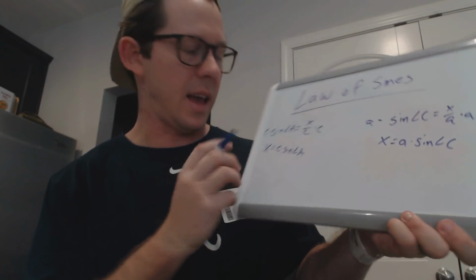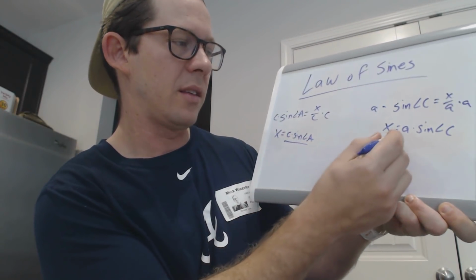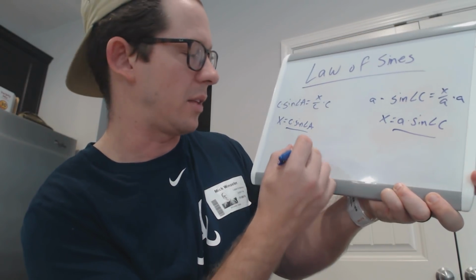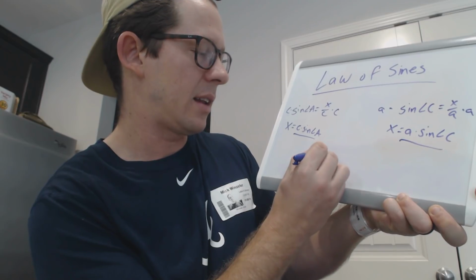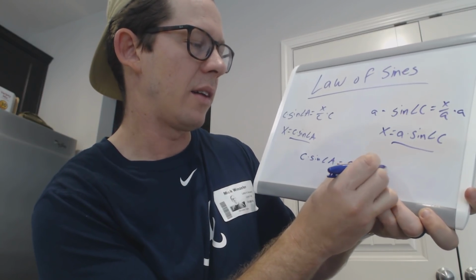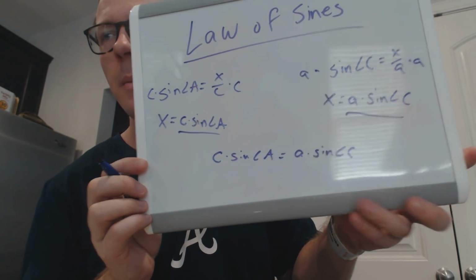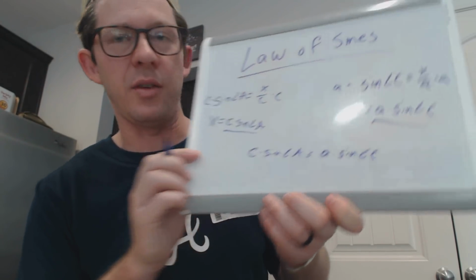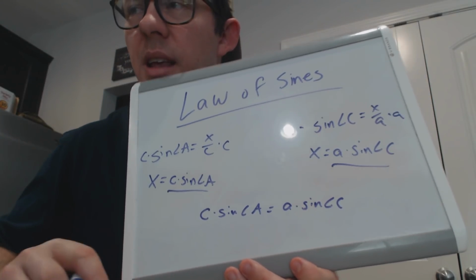So what I'm going to do here, I'm going to give myself some room. But now what I can say is that, once again, if x equals this and x equals this, I could say this equals this, right? So these two things have no choice but to be equal. So watch. C times the sine of angle A equals A times the sine of angle C, okay? And the cool thing is, if you look at this, this actually is the law of sines.